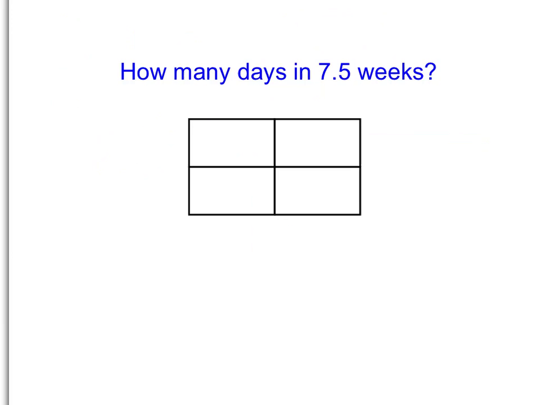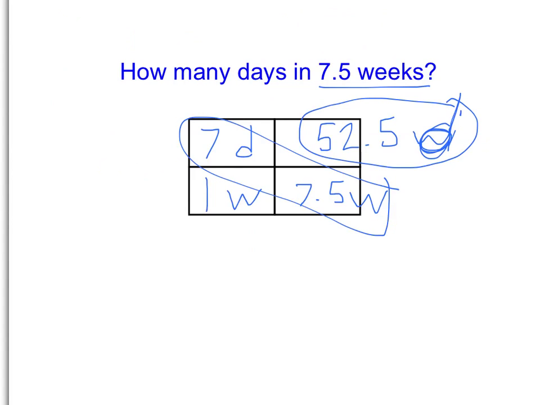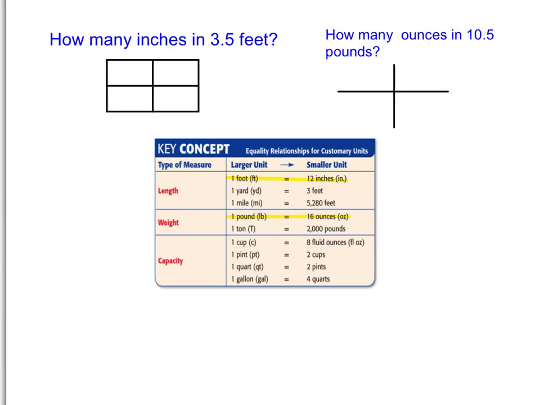How many days in 7.5 weeks? This was not given to us on our chart, but we know that there are 7 days in 1 week, right? So if we have 7.5 weeks, we're going to put that down here by the weeks. And we're going to crisscross multiply, divide by the lonely guy. So I'm going to take 7 times 7.5, and I get 52.5 weeks. Oh, sorry, days. Oops. Days and days, they should match. Okay.